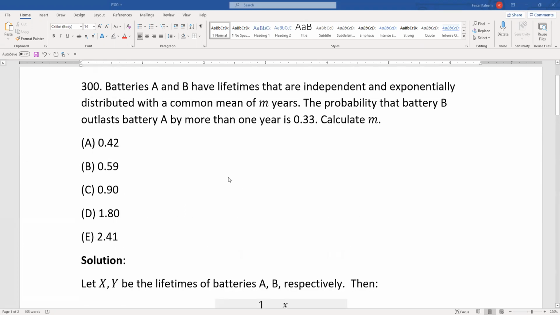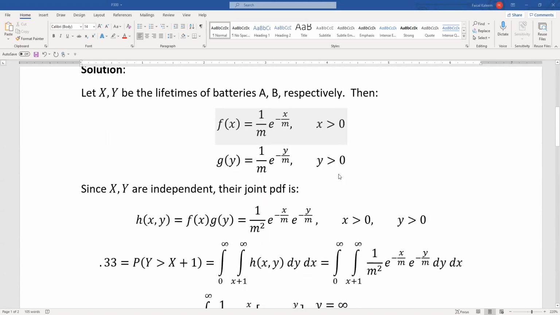Because we'll have to use the condition that B outlasts A by more than 1 year, which means y is greater than x plus 1. Anytime an expression like this is involved, we will need the joint PDF. x and y are independent, so their joint PDF is just the product of their individual PDFs. That's why independence is needed. Otherwise, we can't say that the joint PDF is the product of the two. But in this case, it is.